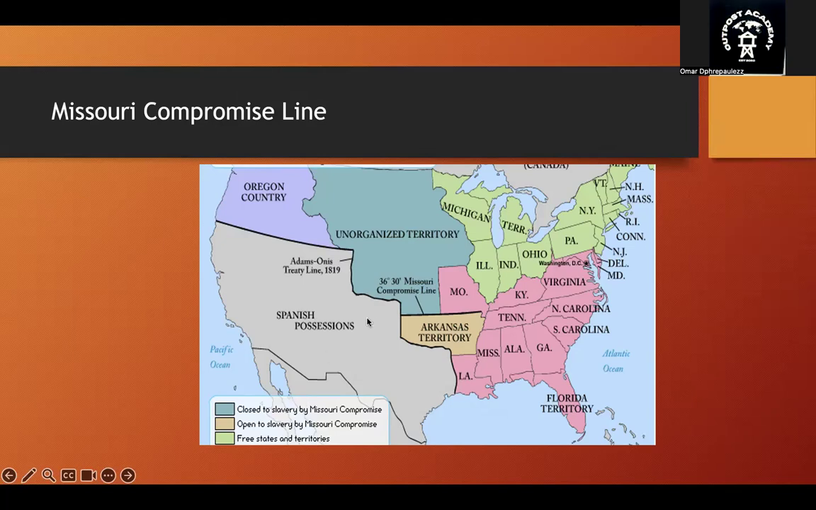A lot of the nations above the 36°30' line are going to focus more on industry, and they're going to also begin to fear the power of the plantation class. The plantation class by the 1860s, they're the richest demographic of white men in the world, basically. They're making incredible profits using slave labor.